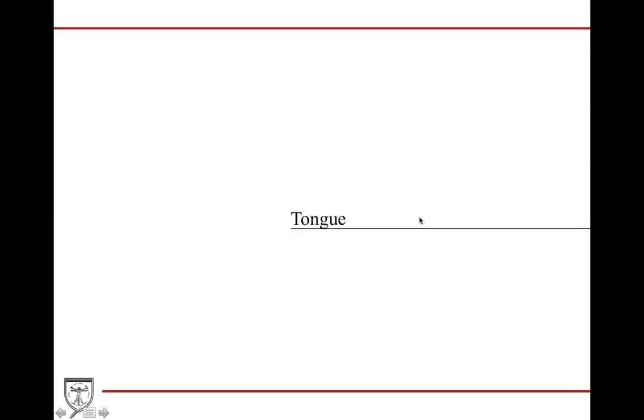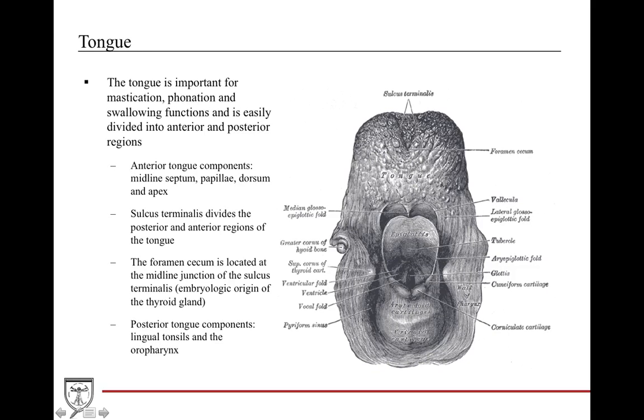So now we're going to go talk about the tongue. The tongue is a very important structure. It's a very muscular structure and considered to be, per square inch, the strongest, most muscular portion in the body aside from the female uterus. It's important for things like mastication, phonation, swallowing functions, and it's easily divided into two areas, the anterior and posterior regions. The anterior tongue is composed of things like the midline septum, the papilla, the dorsum, and the apex. The sulcus terminalis divides the posterior and anterior regions of the tongue.